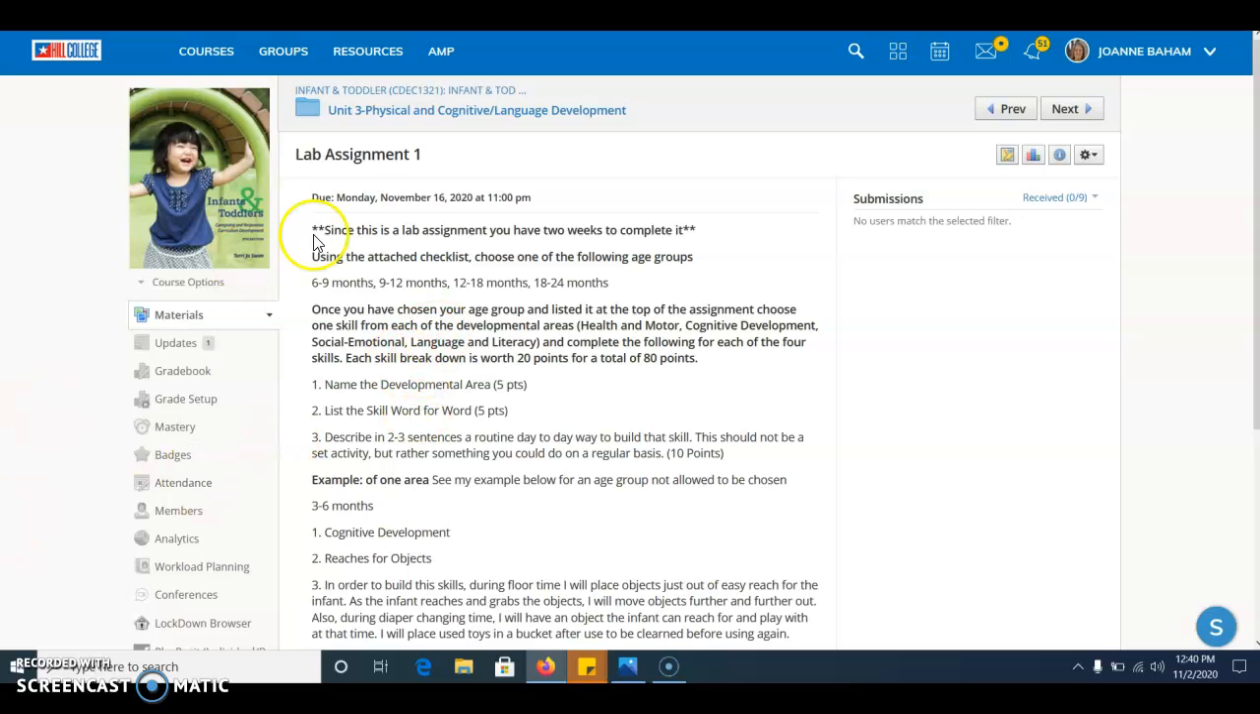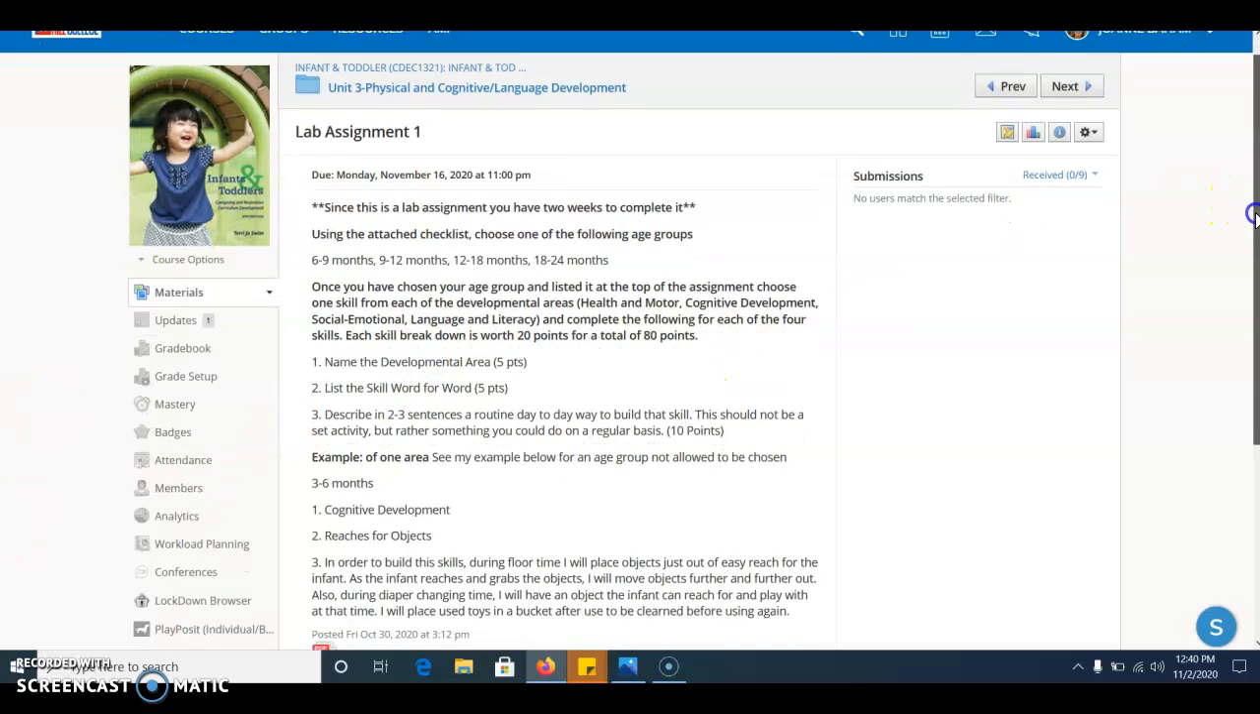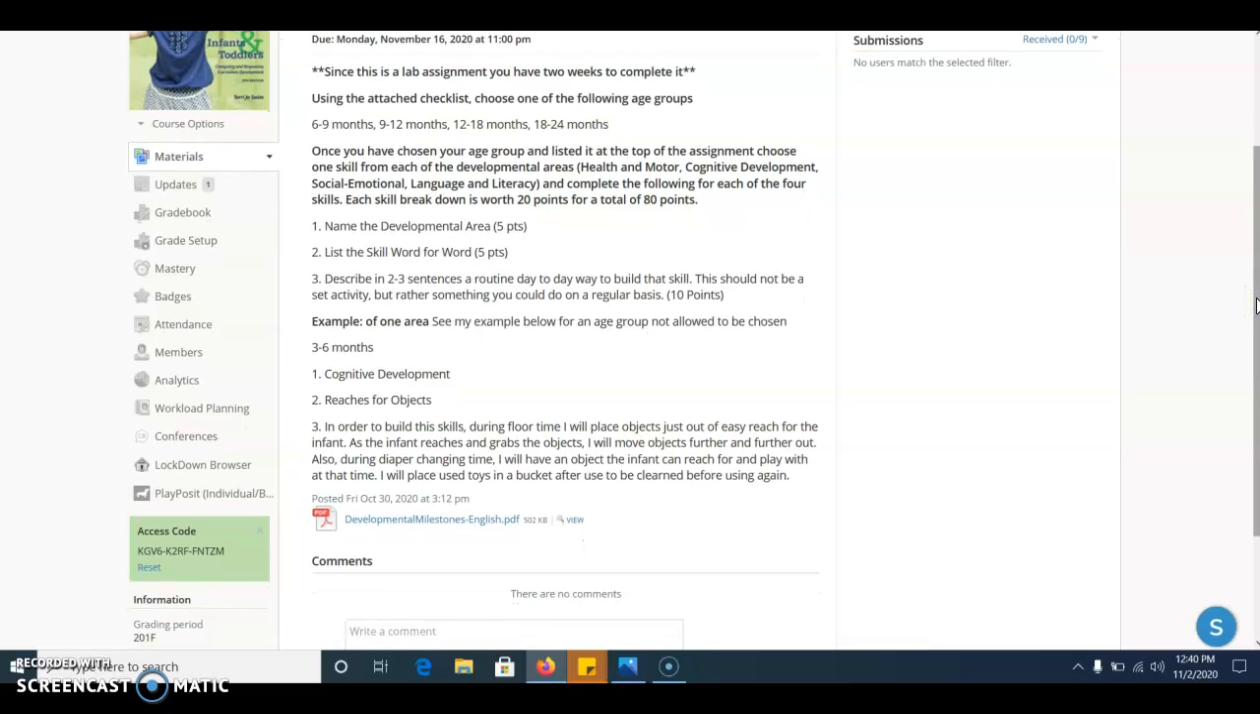So I chose an age group that I didn't allow you to choose from. That way you guys cannot take my example. So I give one example of the whole process, but remember, you're going to do this 4 times, once in each of the areas. So I chose 3 to 6 months. The first area I looked at was cognitive development. The skill was reaches for objects.